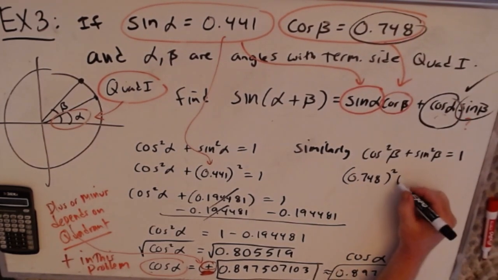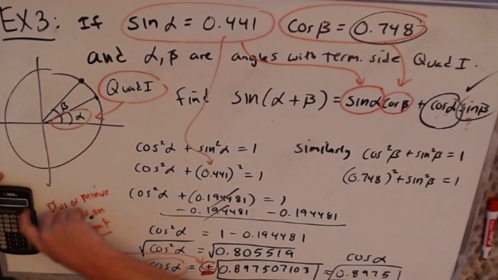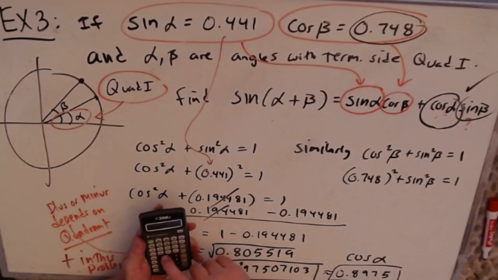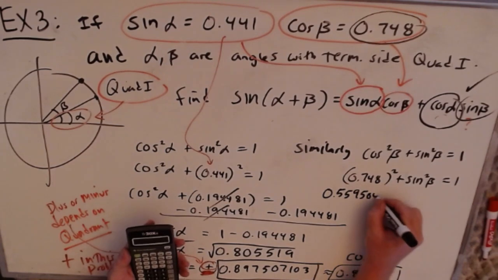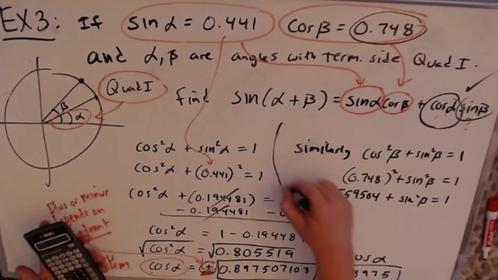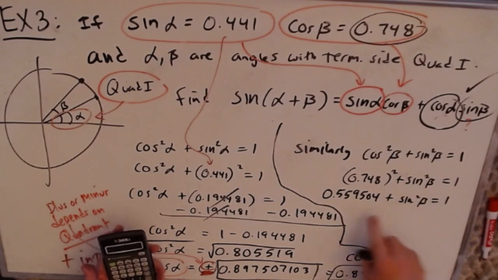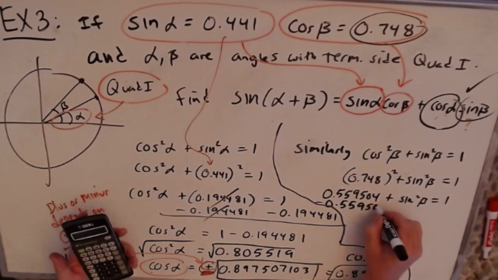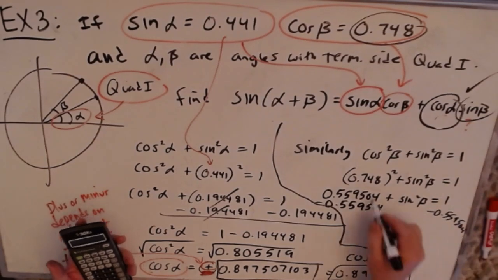0.748 squared. Sine squared beta, I'm going to solve this for sine. 0.748 squared is 0.559504. It's exactly the same steps. I'm running out of room very quickly, so I'm going to do this on my calculator if you don't mind. So I'm going to subtract 0.559504. It's getting really messy.